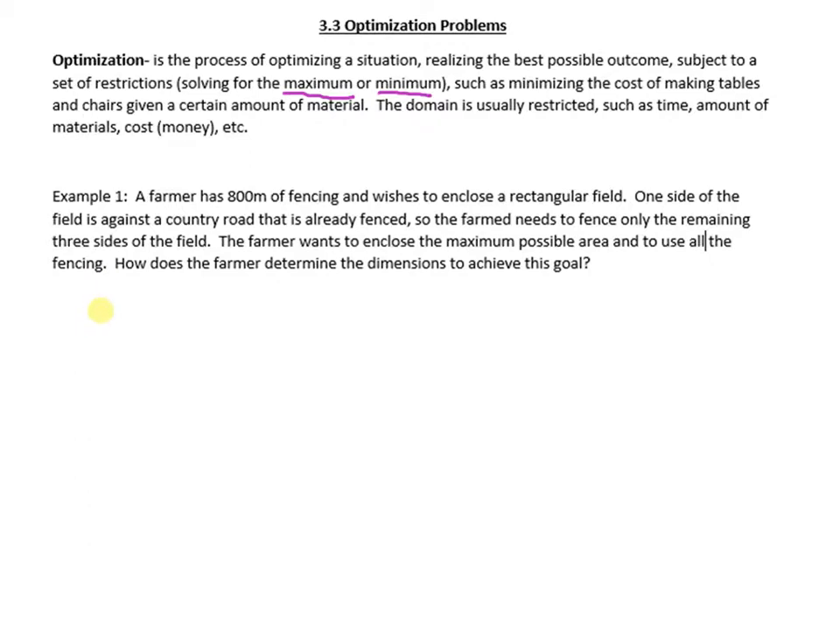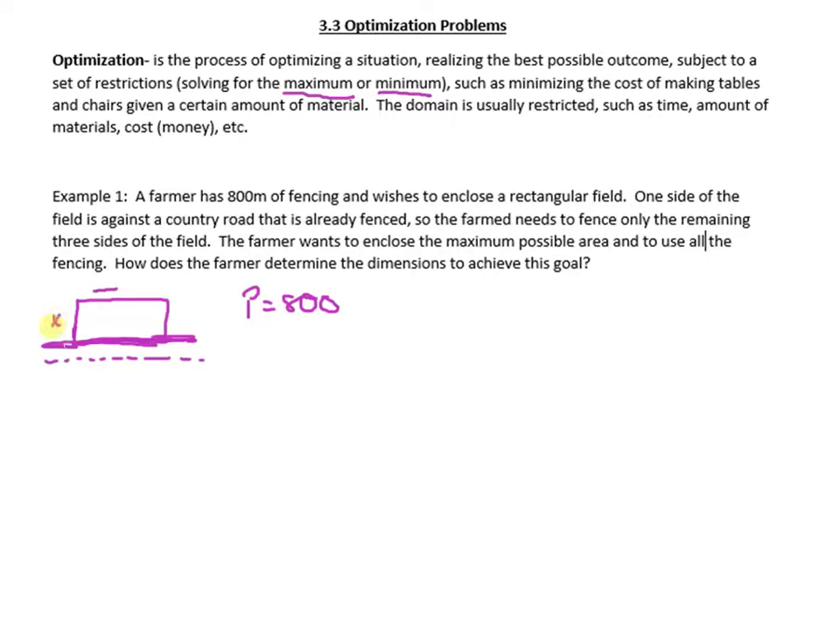It's usually the last unit before the exam, but we're going to do it in a calculus way this time. Okay, so a farmer has 800 meters of fencing and wishes to enclose a rectangular field. But one side of the field is against a road, so he only actually has to fence 3 sides because this one's already fenced right here. The farmer wants to enclose the maximum possible area using all the fencing. So we know that the perimeter is going to be 800. How does the farmer determine the dimensions to achieve this goal?